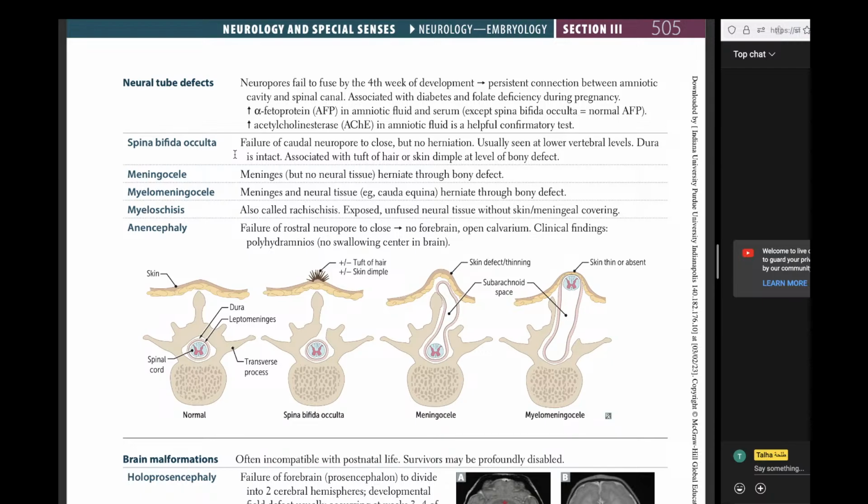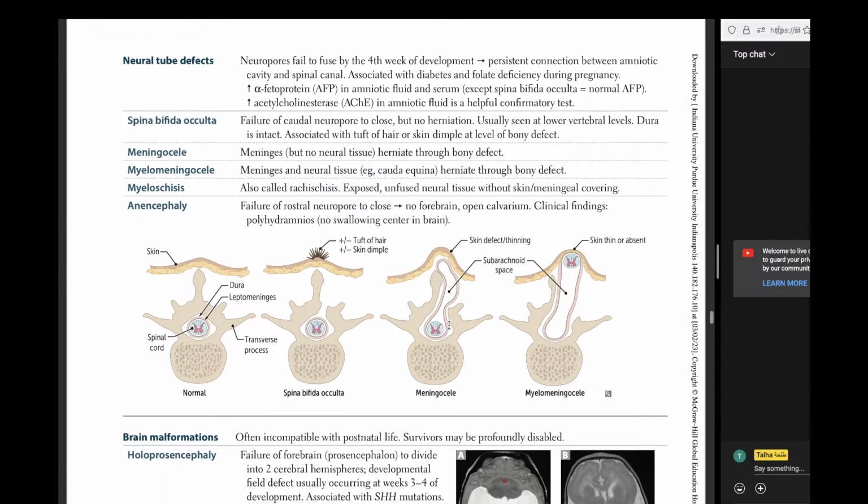Okay, and then we have this nice diagram of normal versus spina bifida occulta versus meningocele versus myelomeningocele. I don't feel like I need to make a figure of this.